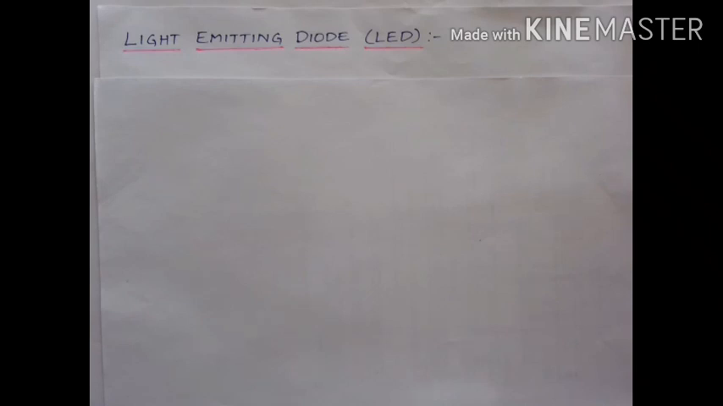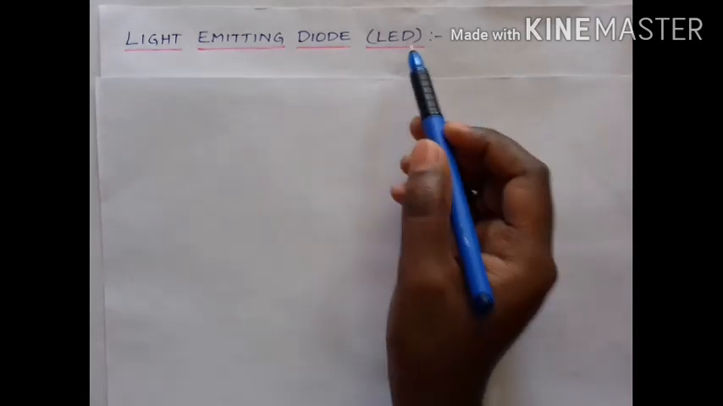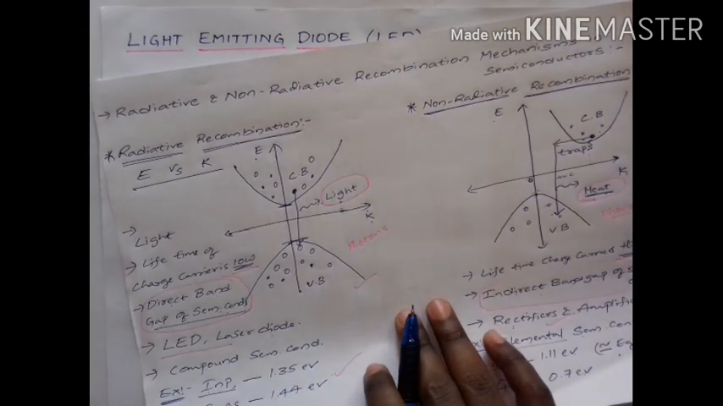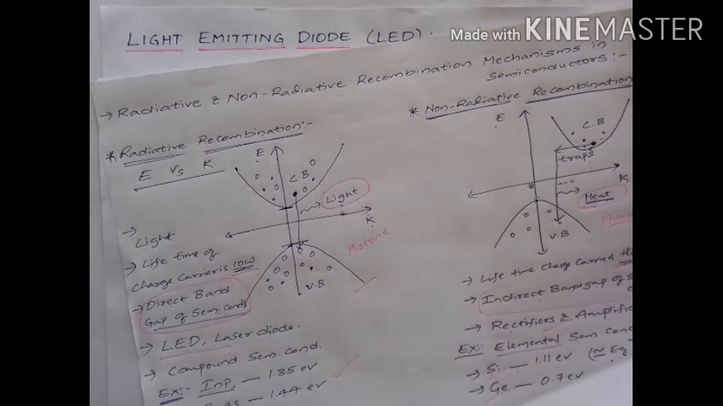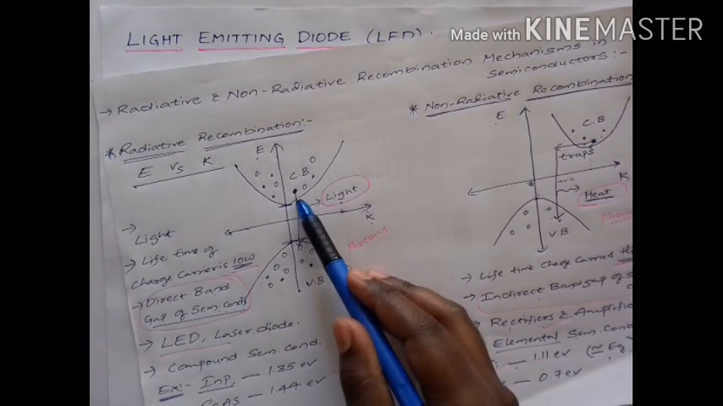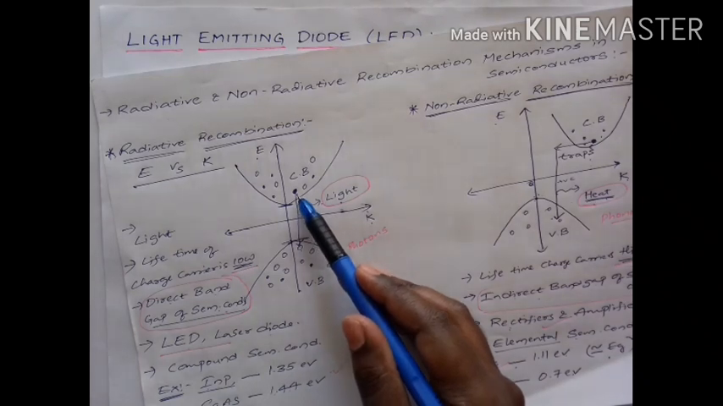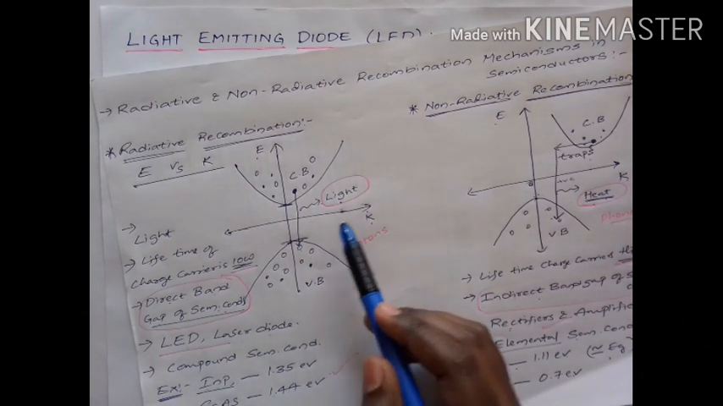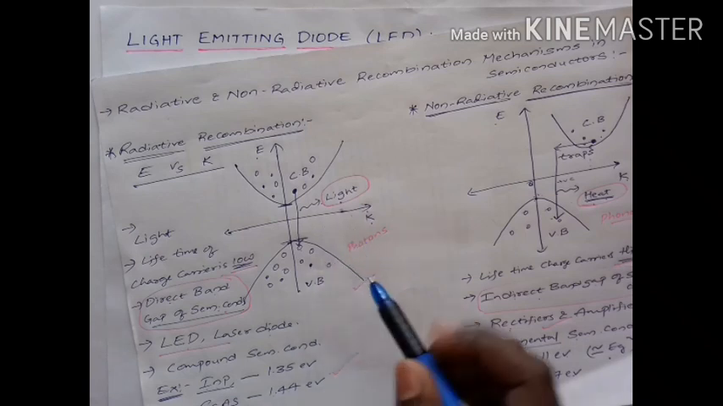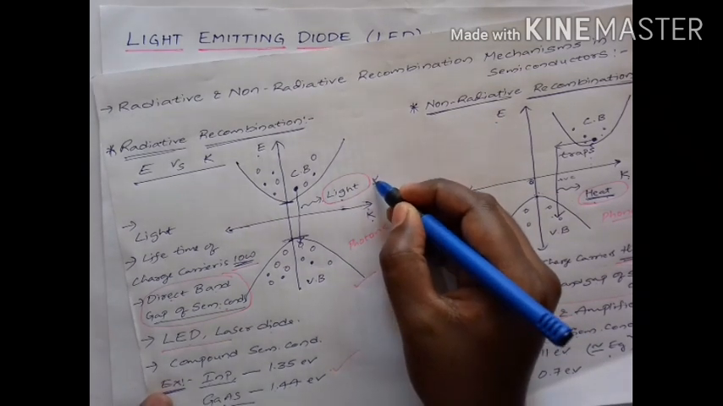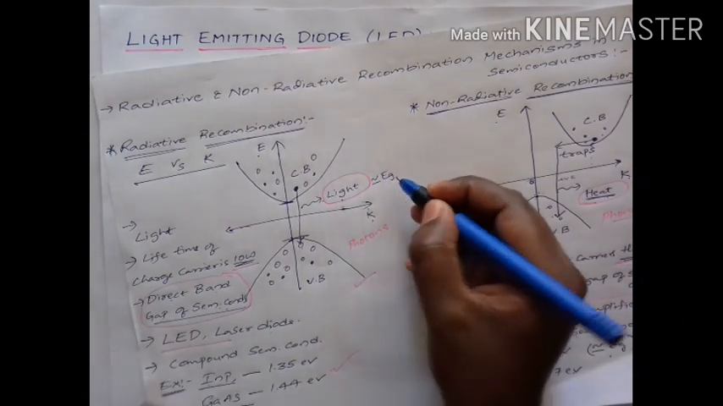Hello students, in the present lecture we will discuss the concepts of the light emitting diode, which is known as LED. In my last lecture I explained the topics of radiative and non-radiative recombination. In radiative recombination, we observed that an electron coming from the conduction band to the valence band will emit a photon whose energy is equal to the energy gap.